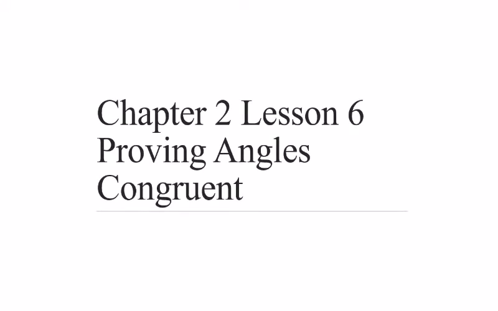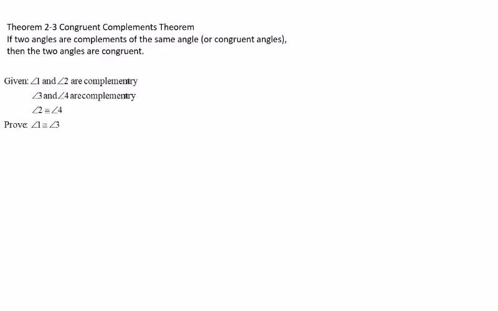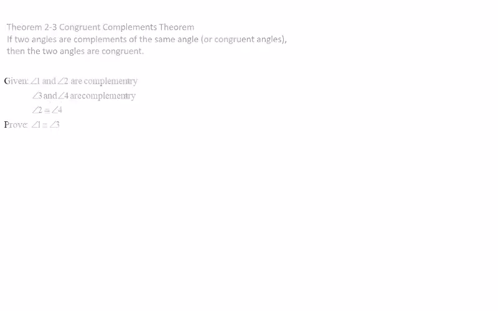So in continuing with section 2.6, we're looking at proving angles congruent. Just to review from what we did in class, we proved the congruent complements theorem: if two angles are complements of the same angle, then they're congruent to each other, right? We also proved in the video theorem 2-2, the congruent supplements theorem: if two angles are supplements of the same angle or congruent angles, then they're congruent to each other.